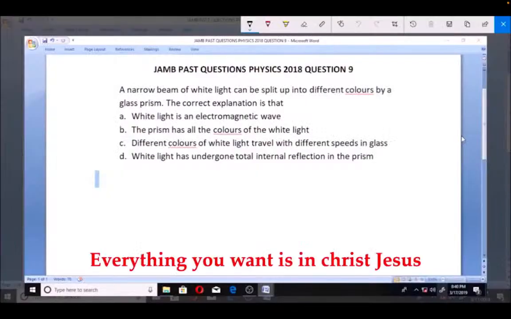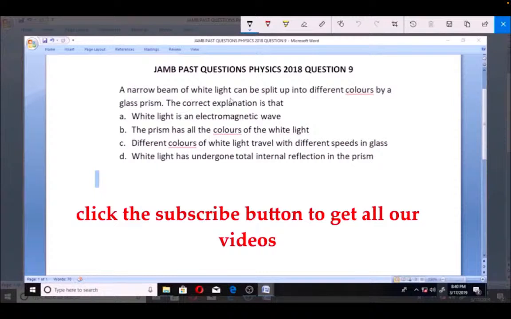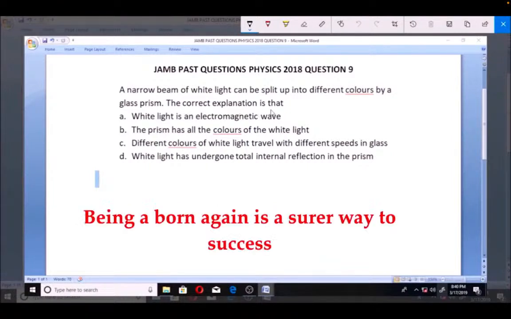Yes, welcome. Let's look at this JAMB past questions physics 2018, question number 9. A narrow beam of white light can be split up into different colors by a glass prism. The correct explanation is that A.